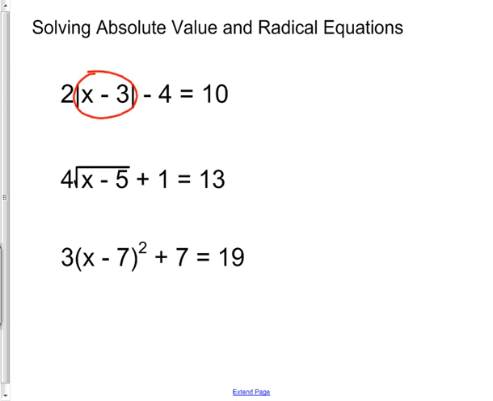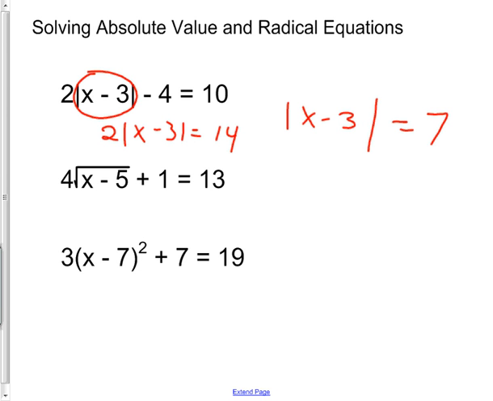All right. So, did you start by adding 4 to both sides? 2, absolute value of x minus 3 equals 14. And then what did you do? Divide by 2. So you got absolute value of x minus 3 is equal to 14 divided by 2, which is 7, right? Now you got to know how to fix these absolute values.